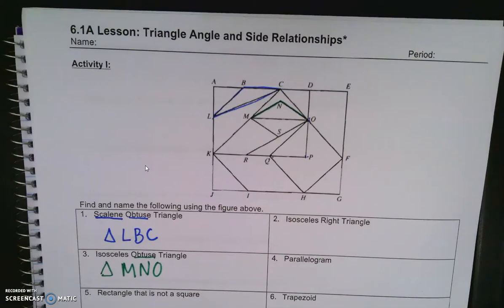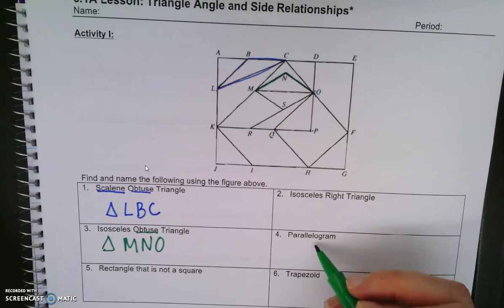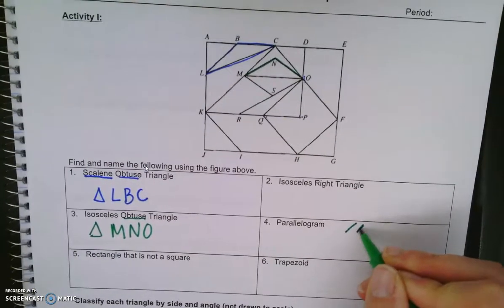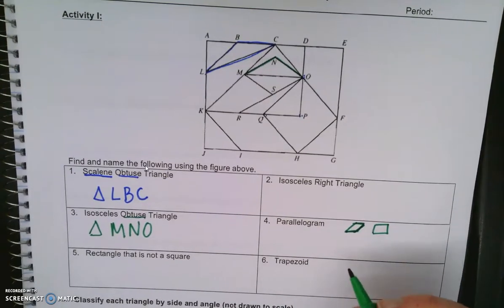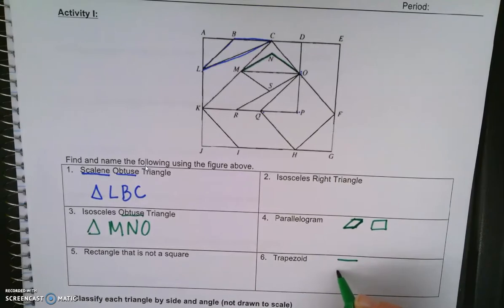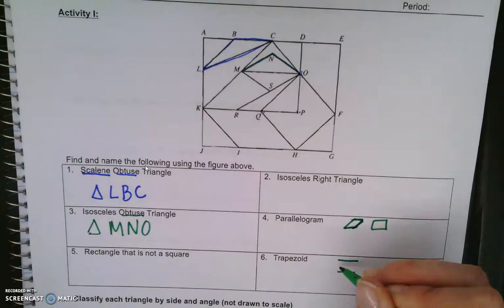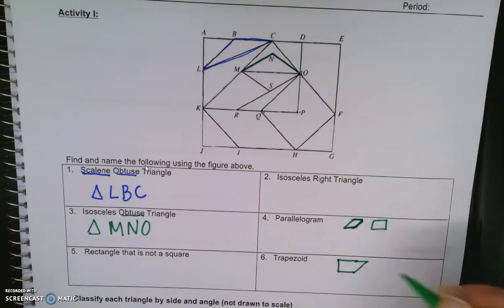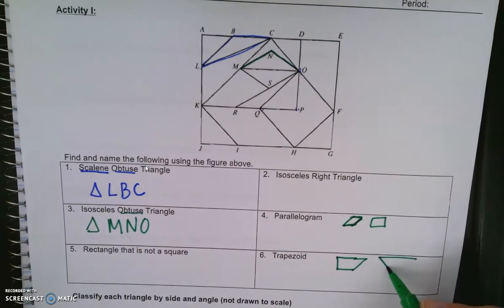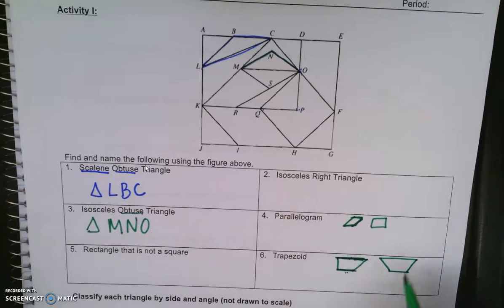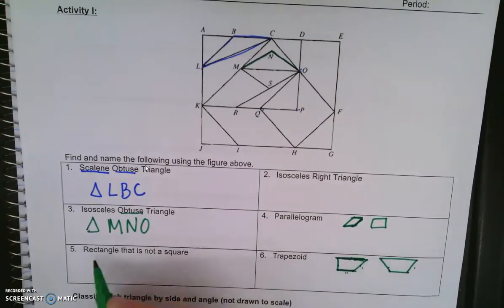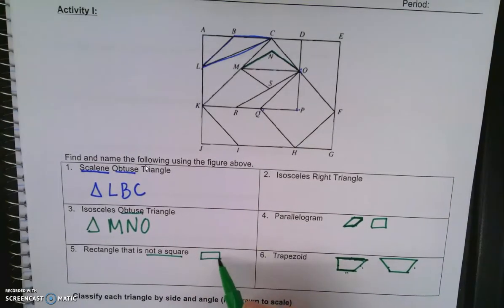What I would like you to do is find an isosceles right triangle, a parallelogram, a trapezoid, and a rectangle that's not a square. A parallelogram has opposite sides that are parallel, meaning that they're not going to intersect each other. A trapezoid is a quadrilateral, a four-sided shape, that has one pair of opposite sides parallel and the other two that are not. A trapezoid could look like that, or like this. A rectangle that's not a square is a quadrilateral with 90 degree angles, where opposite sides are parallel and congruent in length.